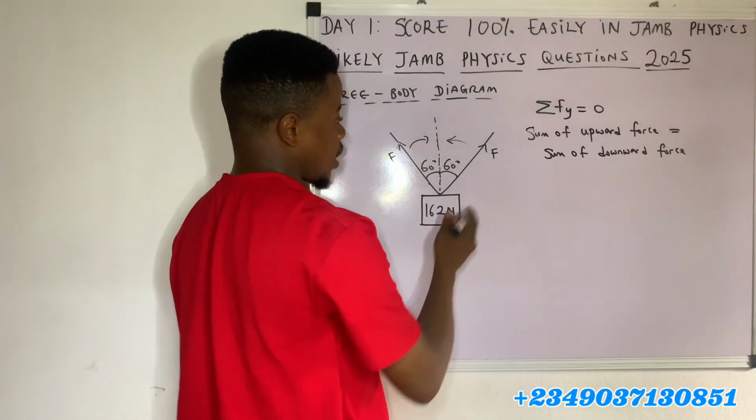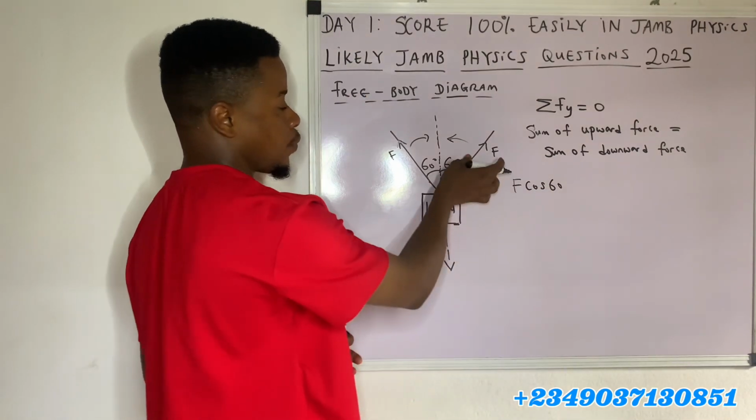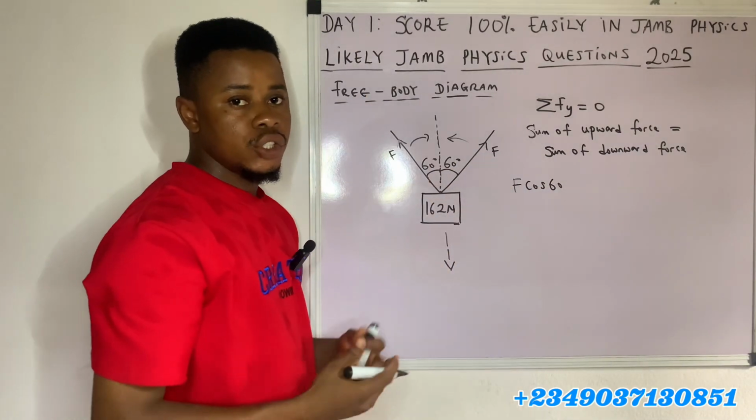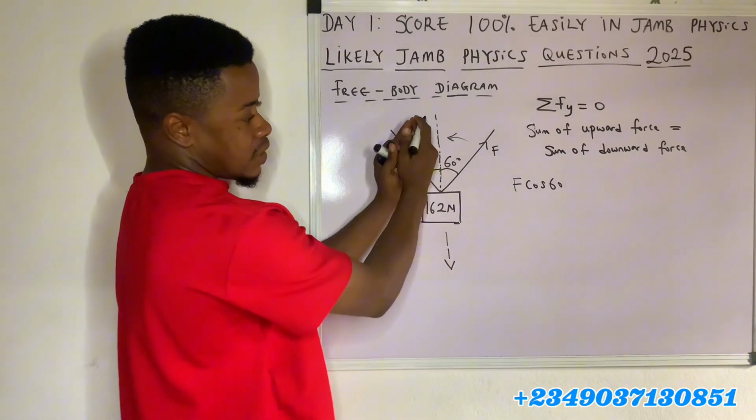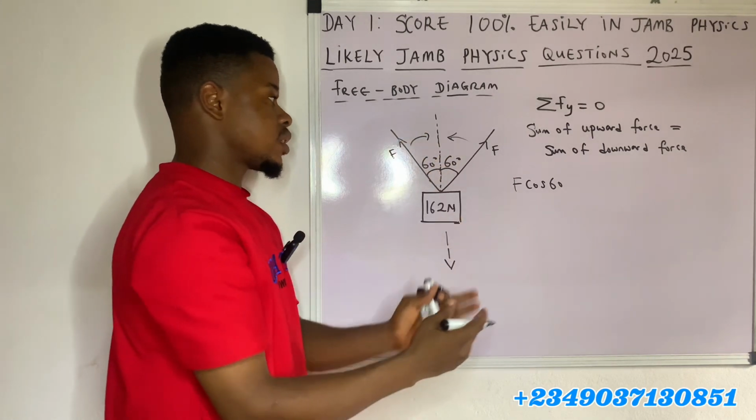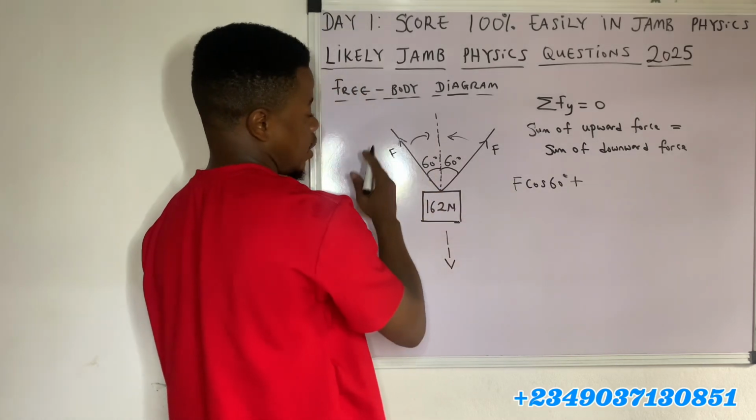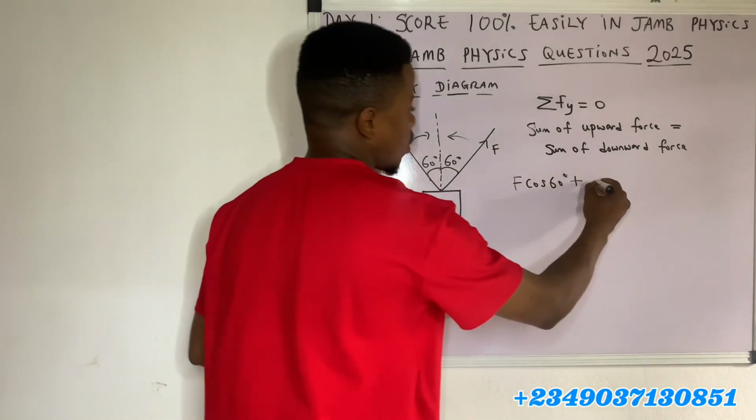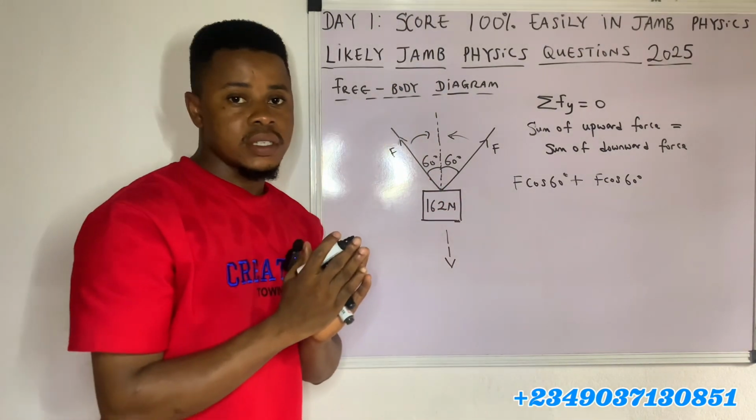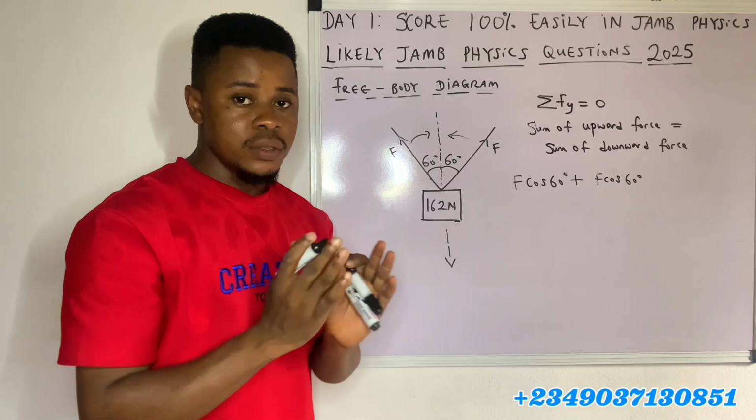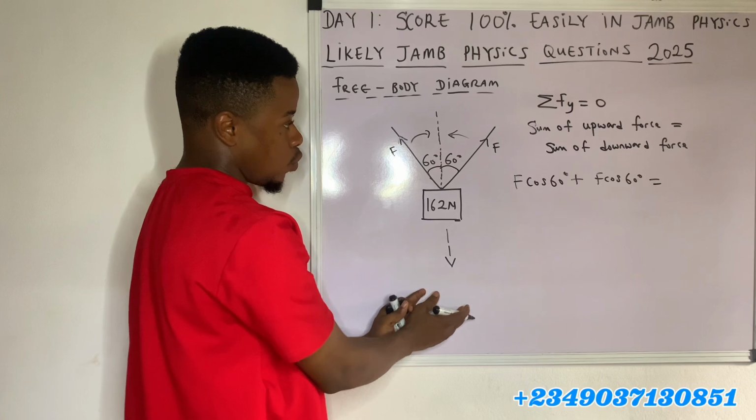For the upward forces, I'm going to have F cos 60. Now, when you resolve a force to the vertical and you're closing the angle, you use cos theta. In this case, I'm closing the angle, I'm compressing the angle, so I'll use cos theta. So F cos 60 degrees plus this other one again, F is closing again, F cos 60 degrees, and these are the upward forces when I resolve them to the vertical. This is equal to, now the weight of this bag is acting downward, which is the downward force.